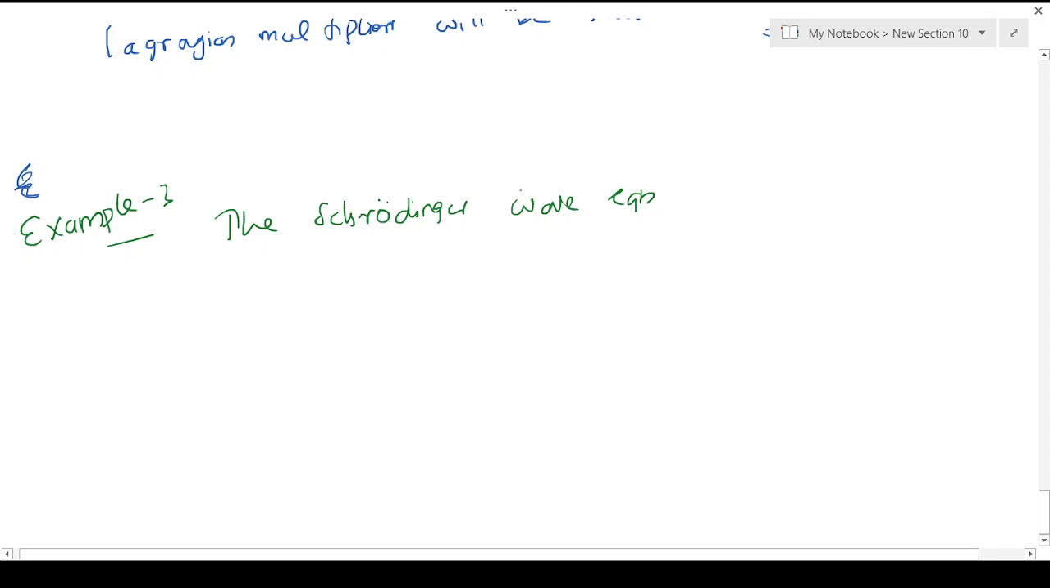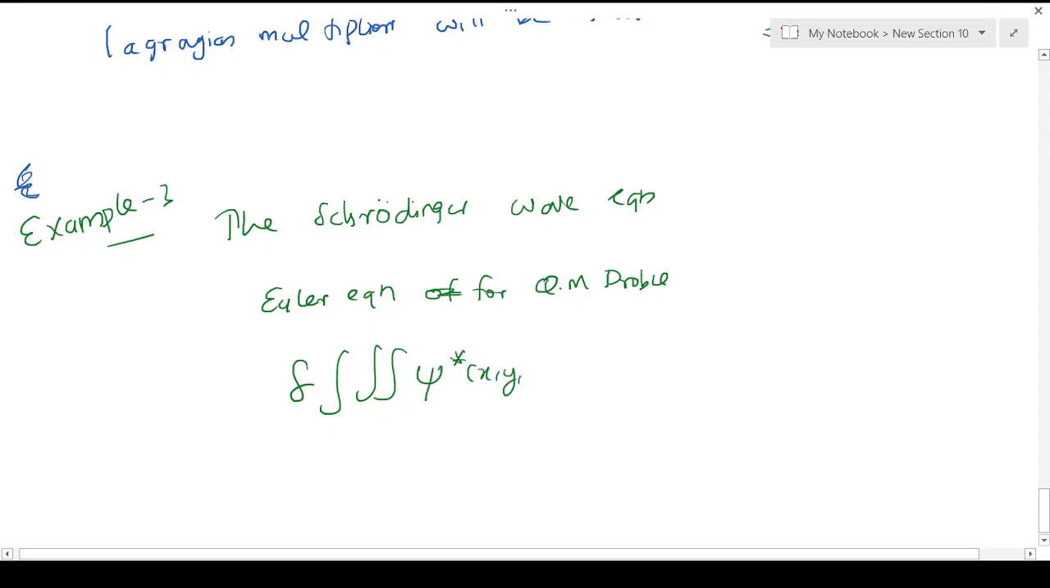So, in the Schrodinger wave equation, we have to find the Euler equation for a quantum mechanical problem. Firstly, we need to find the Euler equation for a quantum mechanical problem. For that we have delta over here, so we have to take an integral. We are given the wave function psi(x, y, z).